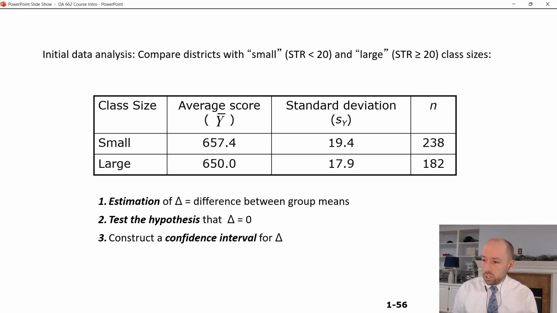I see that the difference is 7.4, but I'm not sure if 7.4 on this test is a lot, and I'm not sure if 7.4 in data that varies as much as this data varies is a lot. So the first thing that comes to mind is maybe I should ask how much these data vary. And the standard deviation in each of these two groups is 19.4 in the small STR schools and 17.9 in the large STR schools. Interesting.